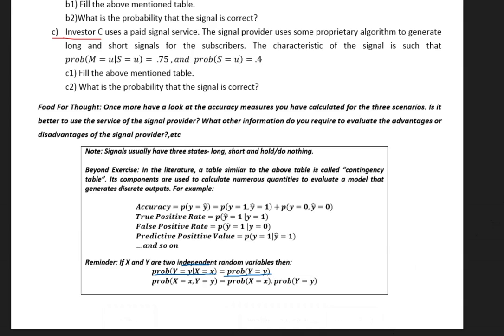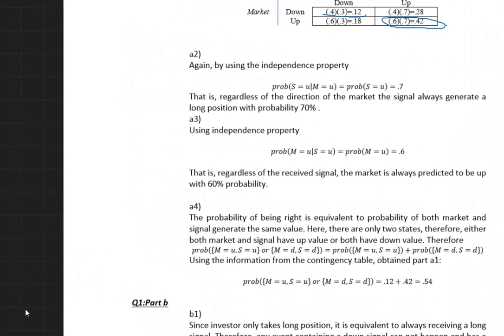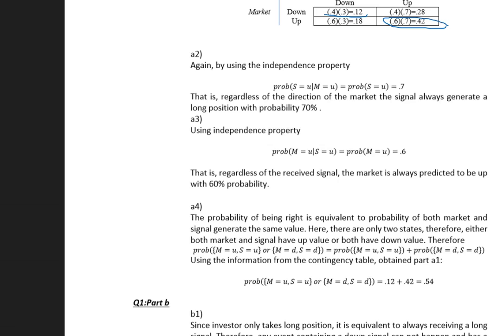So here we can say, again by using independence, this relationship holds, and the probability that we receive an up signal given the market is up is the same as the unconditional probability of receiving an up signal. That is, regardless of the direction of the market, the signal always generates a long position with probability 70%.